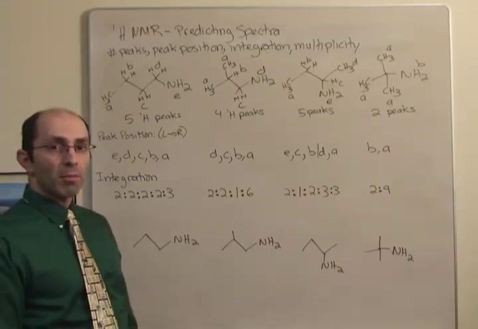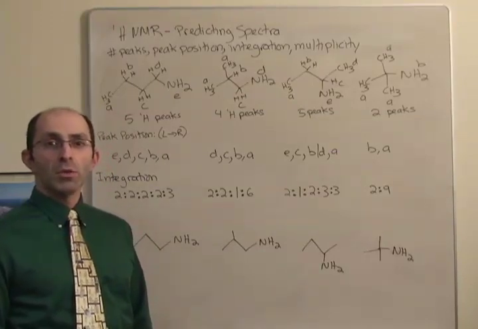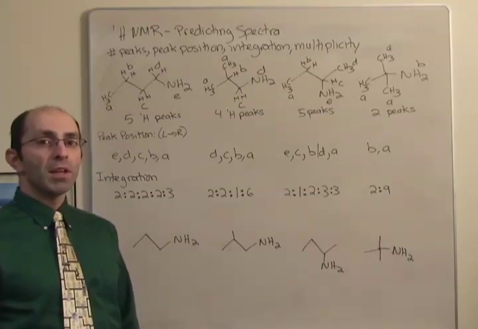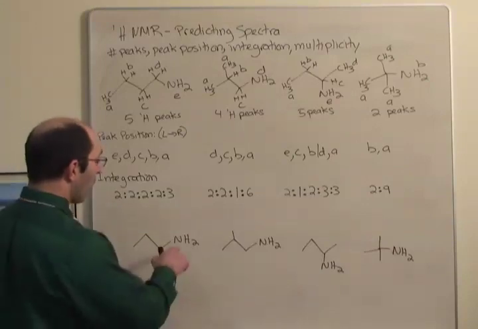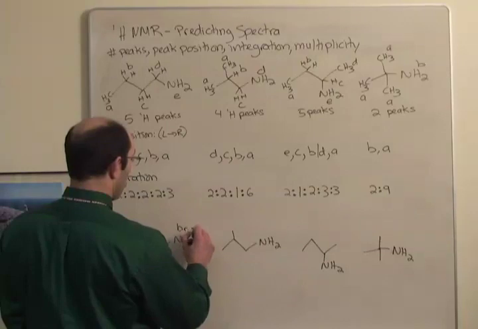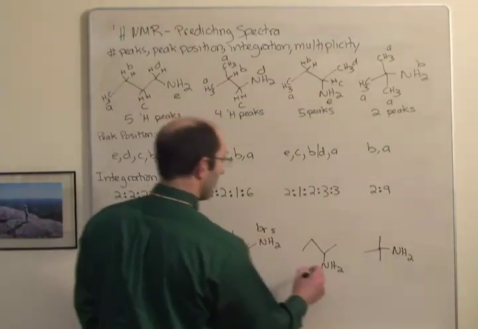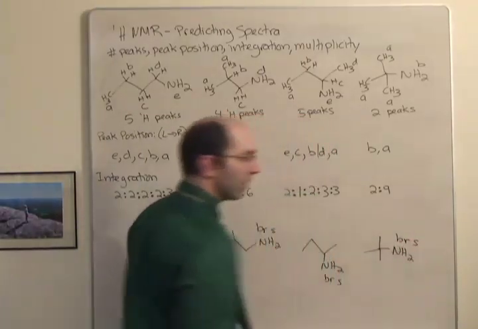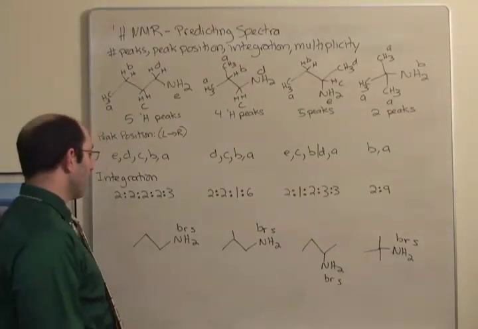And the other thing is that protons on nitrogen and oxygen will always appear as broad singlets. This is due to hydrogen bonding and things that we don't really need to go into. The key point is that they will appear as broad singlets and not split protons that are next to them. So for all of the H's on nitrogen, we can just say they are broad singlets. So br s, broad singlet, broad singlet, broad singlet. Okay? Now let's focus on the protons attached to carbon.